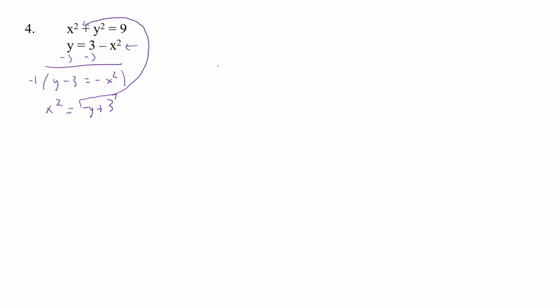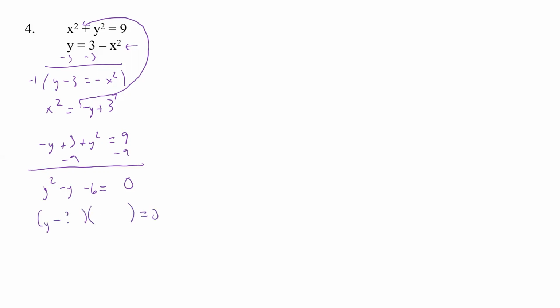So when we do that, what do we have? Well, now we have x squared is a negative y plus 3, plus y squared equals 9. Well, what can I do here? Well, I can subtract 9 and subtract a 9. And so then writing in descending powers of y, I have y squared minus y minus 6 equals 0. Now, can I factor that? 6 is 2 and 3. If I make y minus 3 and y plus 2, that should give me minus 3 plus 2 is minus 1. That's minus 6. So that looks good. And so this tells me y is equal to 3 and y equals negative 2.